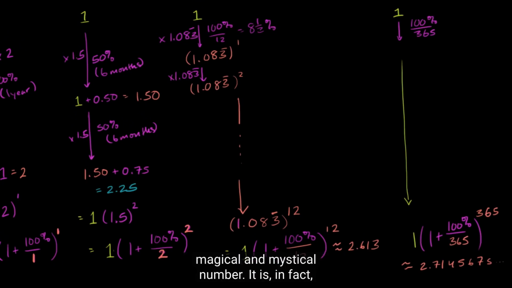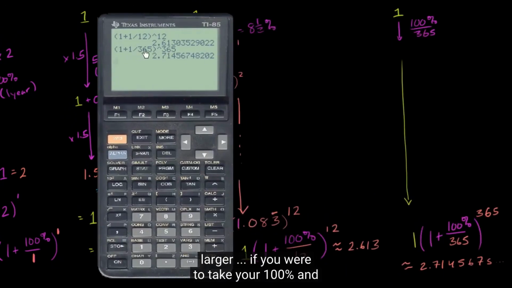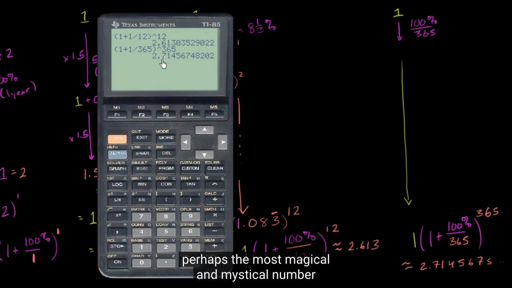And it is, in fact, the case that if you were to take your 100% and divide by larger and larger numbers, but take it to that power, you're going to approach perhaps the most magical and mystical number of all, the number e.